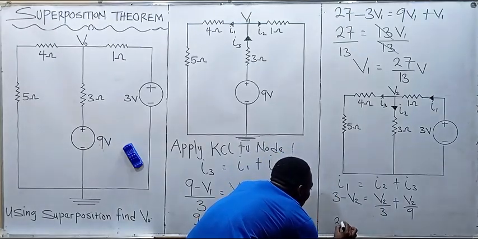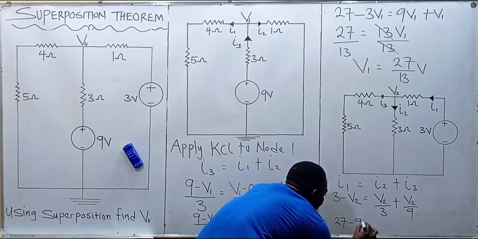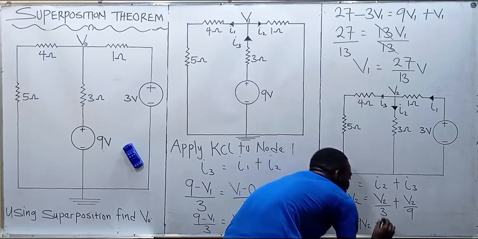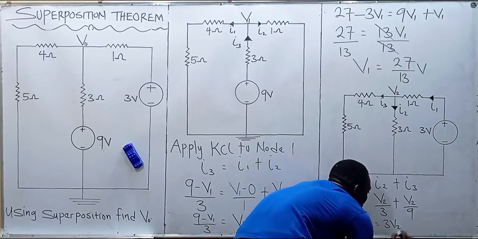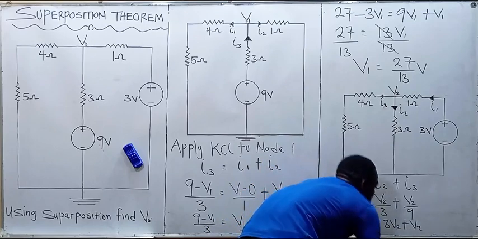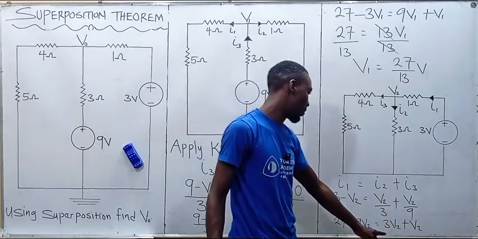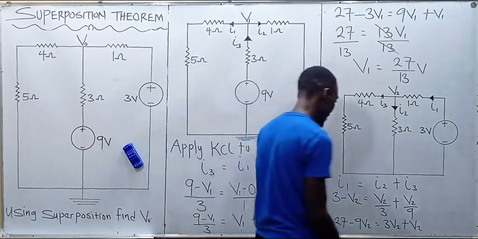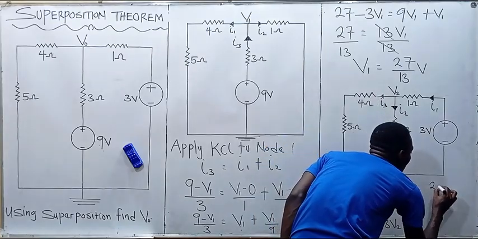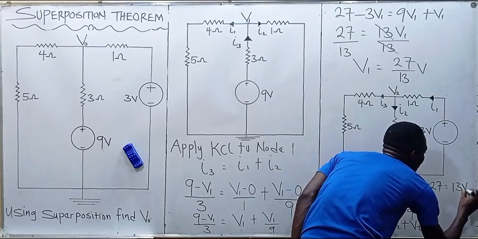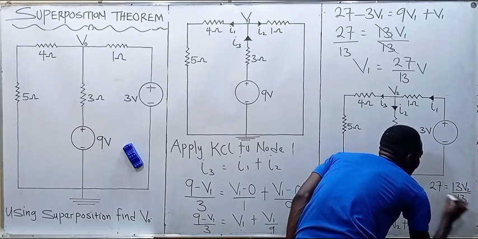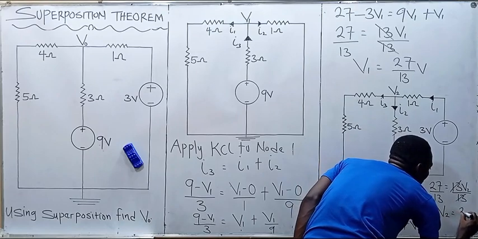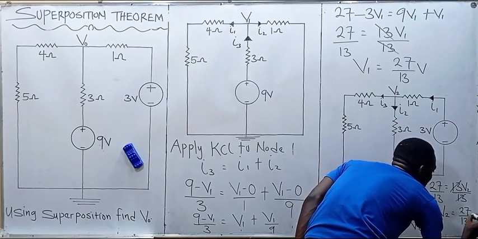So we're going to have 27 minus 9V2 equals, if we multiply this by 9, 3 times this, that is 3V2 plus V2. All right. So this is going to give us 4. If we move this to that side, it's going to become 13. Right? So it means that 27 will be equal to 13V2. So divide both sides by 13. So V2 will be equal to 27 over 13 volts.